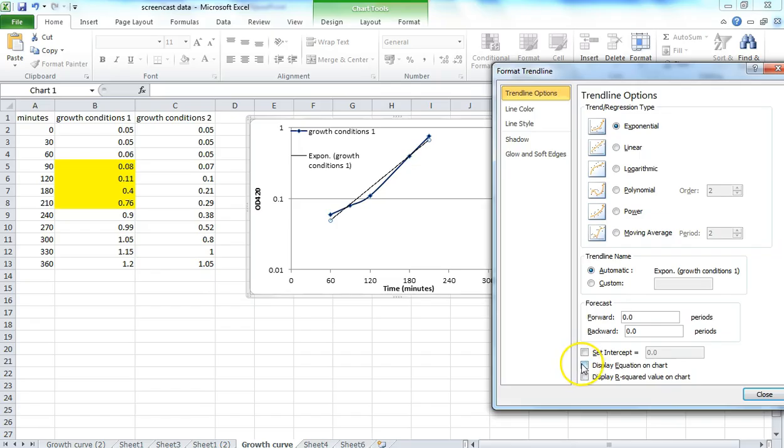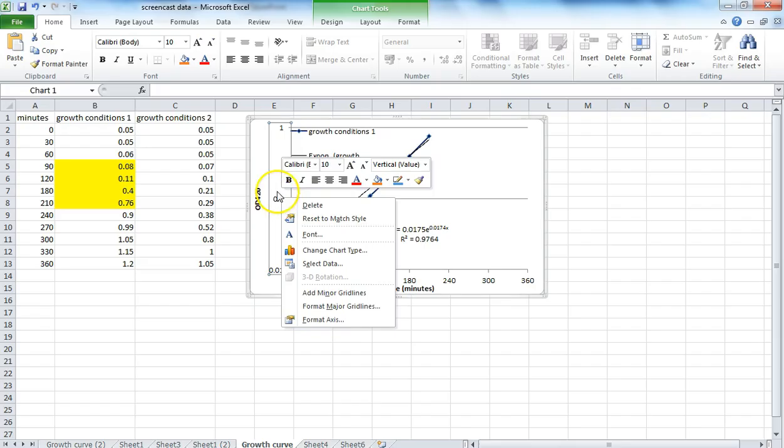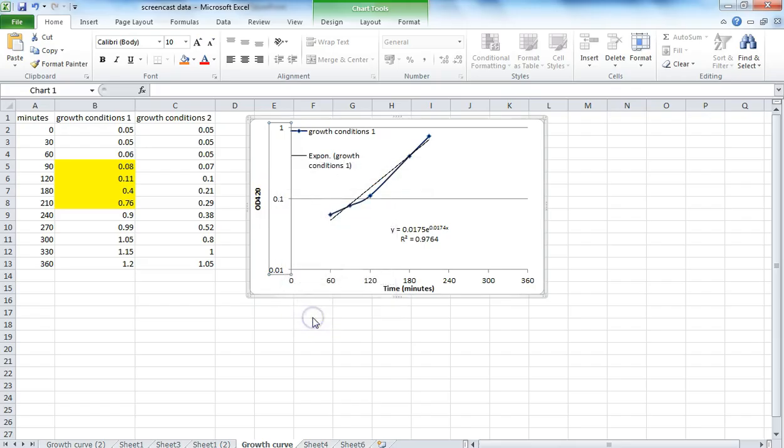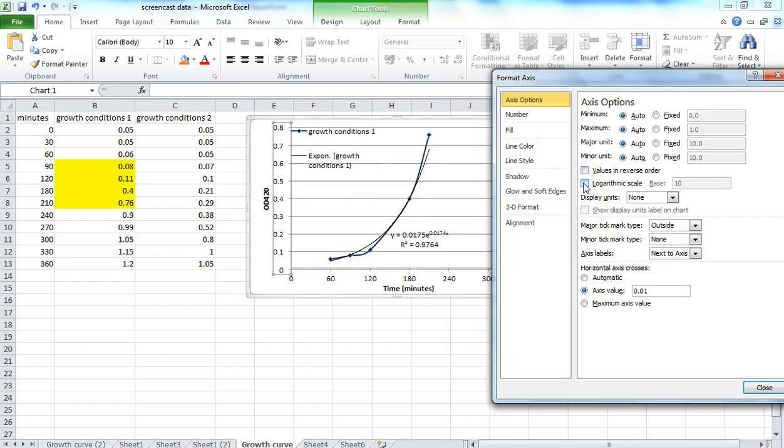I would also like it to display my line equation, and my R² value as well, just because I like lots of information. And I'm going to click close. I'm just going to move these over here so it's a little less crowded in that top corner. If we did want to alter how we view this, I click on this axis, right click, format axis, and say I don't want a logarithmic scale anymore, just a normal scale. You can see now that the line of best fit is that nice curve that you'd expect to see.